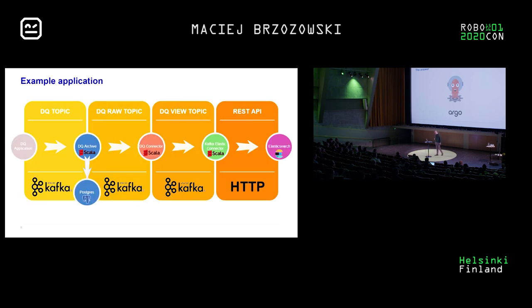Okay, so let's have a look at the example application. Let's imagine that some other team is sending us data quality metrics about the data on a big data cluster. It will be a Hadoop cluster. We can define the rules of these metrics, but basically it's things like counts of the rows, how many nulls we have, and stuff like that. They are sending it to Kafka, which will be used as a message broker, and we consume this message.